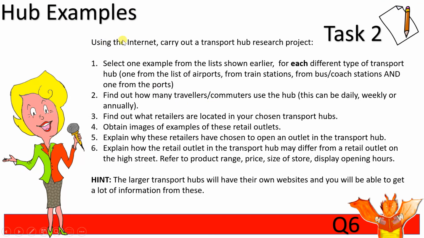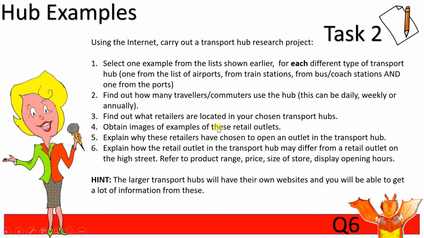Task 2, Hub Examples. Using the internet, carry out a transport hub research project. There are 6 questions that you need to answer, and you're going to investigate one particular hub from each of the 4 types. So what you need to do is choose, say, 1 airport, 1 train station, 1 coach station, 1 port. And then that's question 1. Number 2, find out how many travellers, commuters use that hub. 3, find out what retailers are located in your chosen transport hub, so what businesses are there. And number 4, find images.